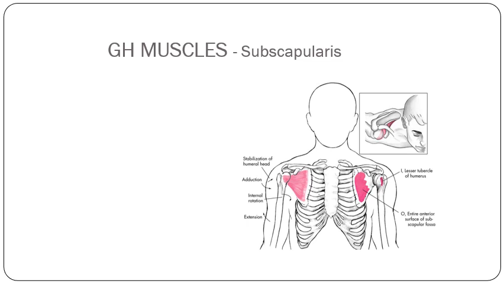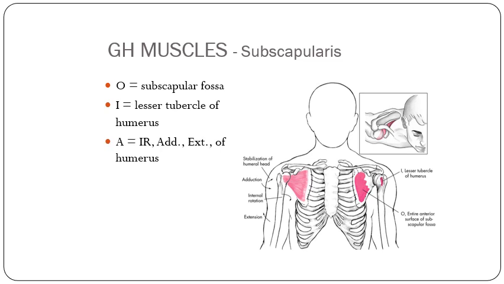Then the subscapularis. So now you're looking at a muscle on the anterior surface of the scapula. It originates on the subscapular fossa, inserts on the lesser tubercle of the humerus, and does internal rotation, adduction, and extension of the humerus.